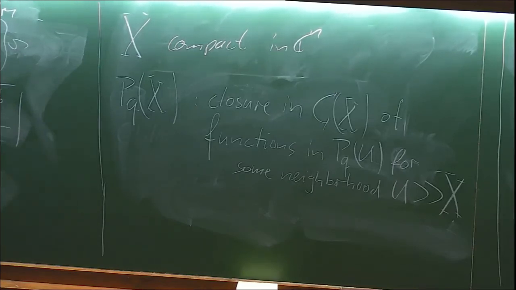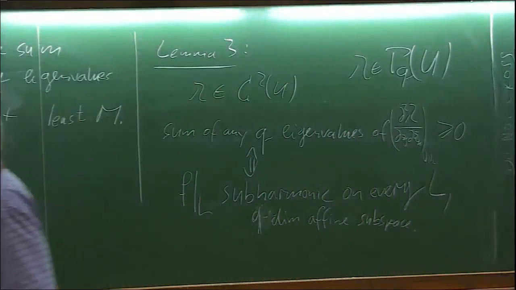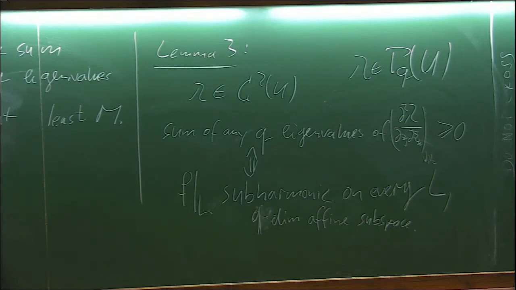I should have said what the P_q functions are. They're C2, and they're subharmonic on any q-dimensional affine slice, or in terms of their Hessians, the sum of q eigenvalues is non-negative. And you take the closure, and then whatever you get, that's what we want.